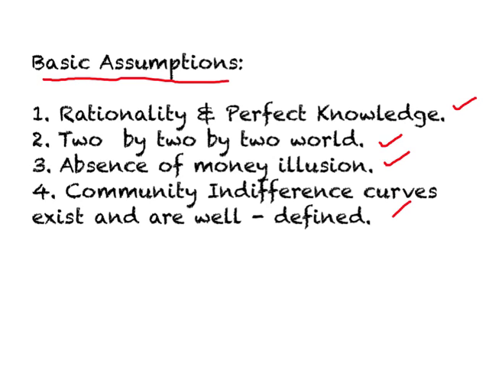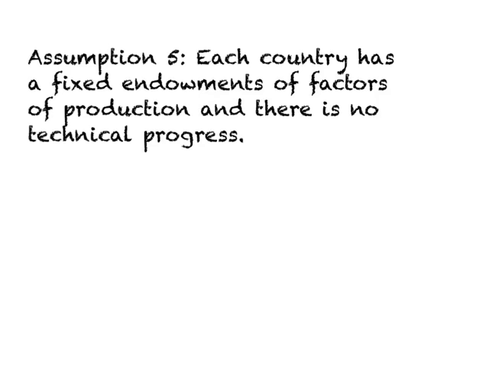And using 3 and 4, we were able to determine consumer equilibrium. And now we move on to the production side. The fifth assumption is on the production side, and what we assume is each country has fixed endowments of factors of production and there is no technical progress.